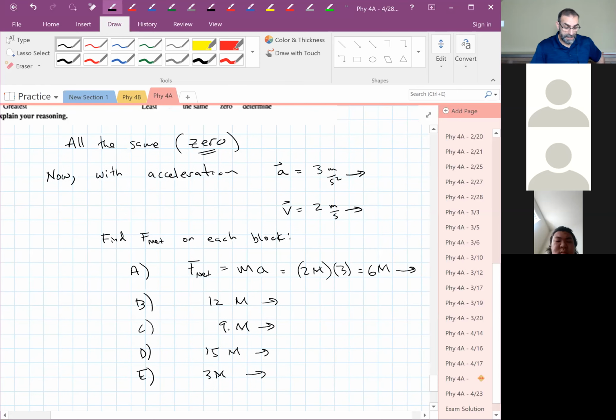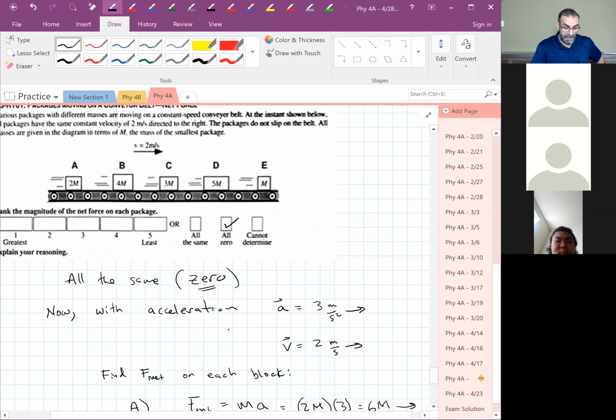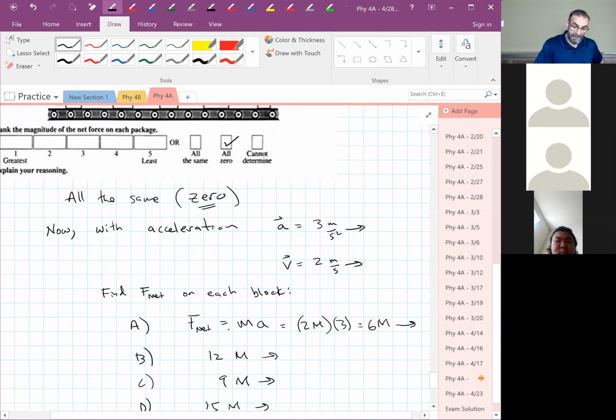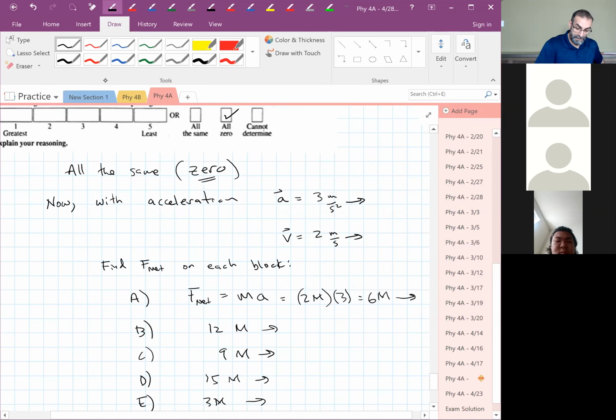Static friction does not match. Static friction is what is providing this force, right? There's nothing else acting on these blocks. So that's what's providing that force in this case.